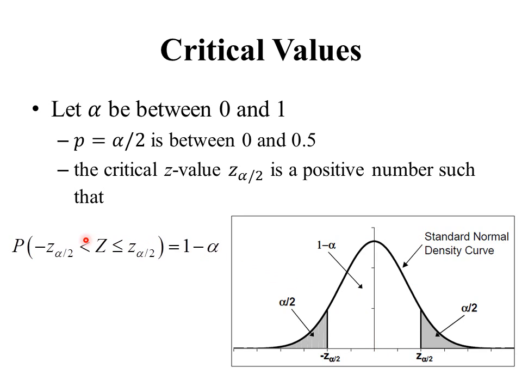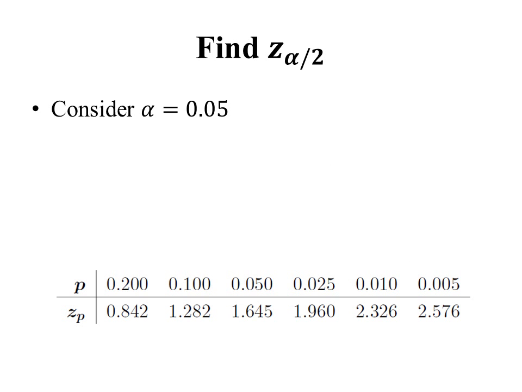And so in terms of probabilities, the probability that z is between negative z sub alpha divided by 2 and positive z sub alpha divided by 2 is 1 minus alpha. Now, don't let this subscript alpha divided by 2 scare you. Alpha is a number. Alpha divided by 2 is a number. And so this is z sub a number that's calculated and defined in the exact same way as we did in the previous examples. So let's do a couple of examples of finding z sub alpha divided by 2 for a couple of different values of alpha.